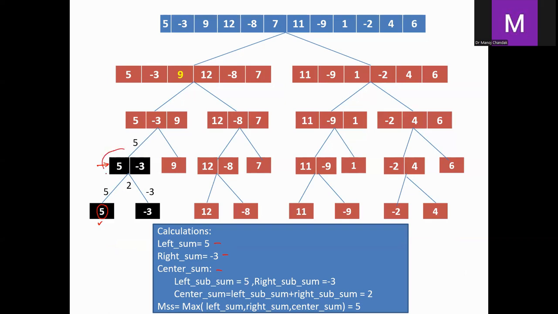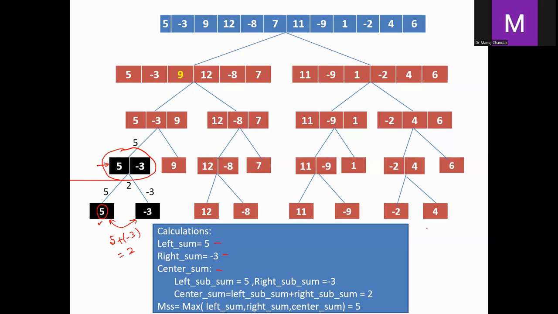So if I take what is the left sum of this array, then I will only consider the left part. What is the right sum of this array, then I will consider only the right part. So for this, the left sum is 5, right sum is minus 3. And there is another possibility that when we combine these two elements, this will generate another sum. So 5 plus minus 3, that is equal to 2.